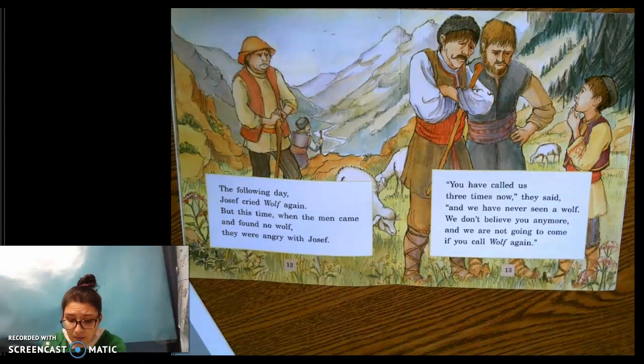Joseph: Come and help me. I can see a wolf. Wolf, wolf! Father to the village men: Joseph has seen the wolf again. We must go and help him. Narrator: Again, the men ran up the hillside to the meadow.